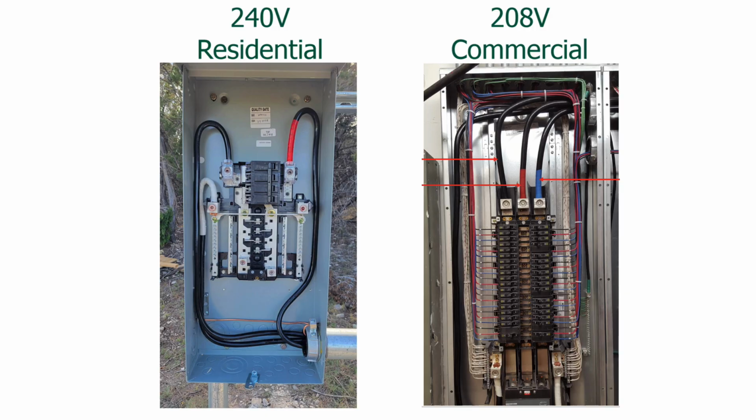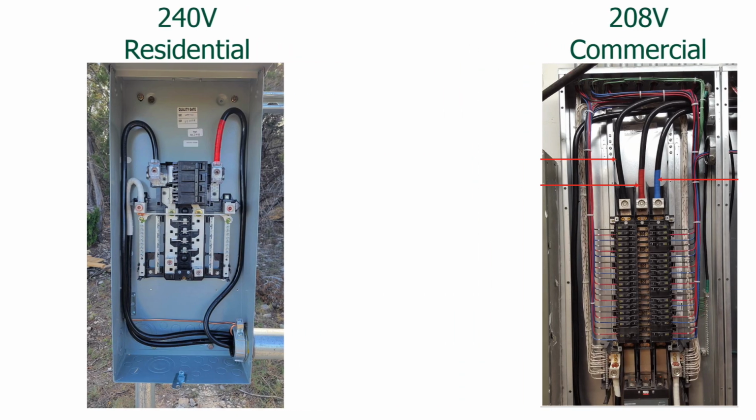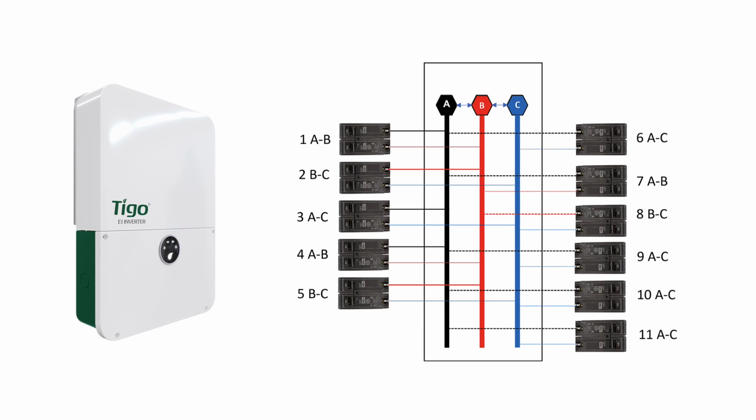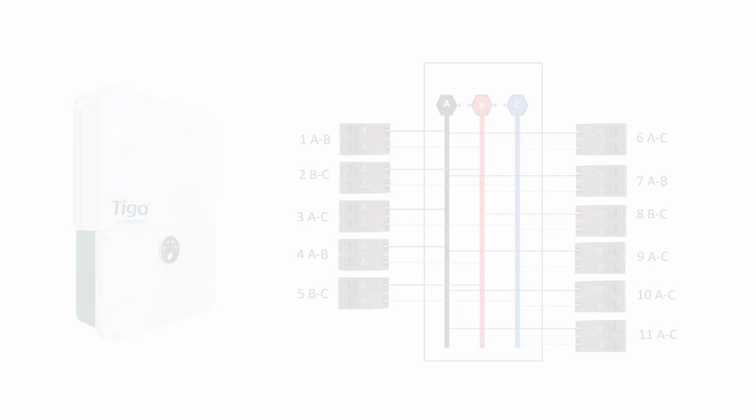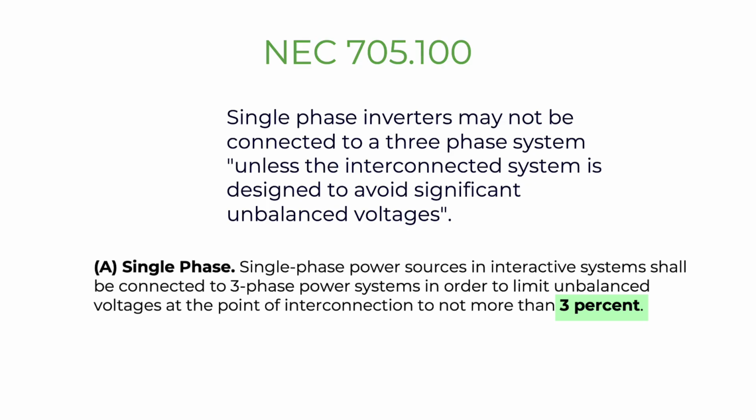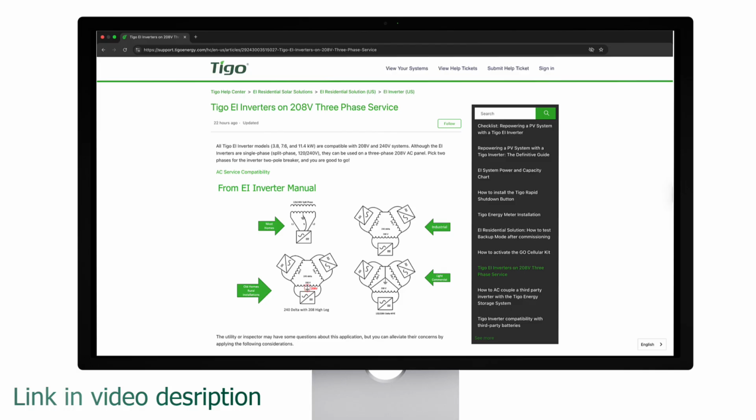The inverter can accommodate 240 volt and 208 volt service panels. Although all Tigo inverters require a 2-pole breaker, the code permits the installation of single-phase inverters, commonly referred to as split-phase inverters, on a 3-phase panel. For more information on 3-phase applications, refer to this Help Center article.